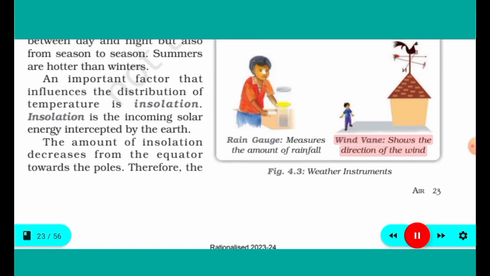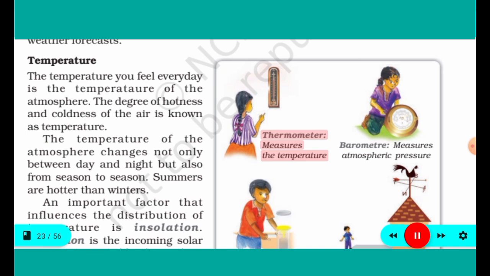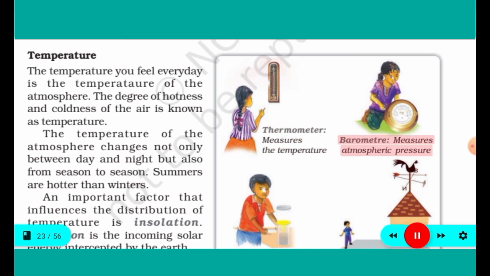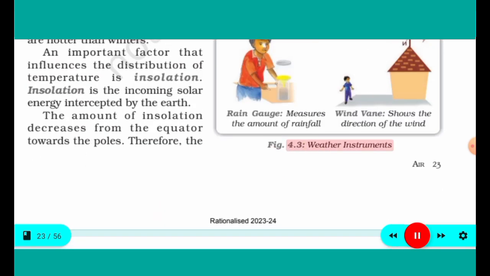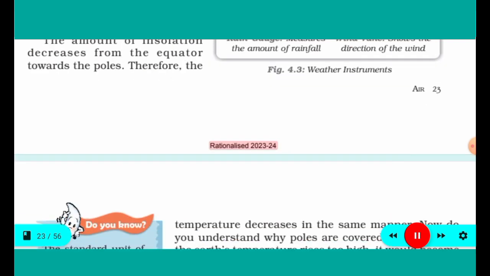Wind vane shows the direction of the wind. Rain gauge measures the amount of rainfall. Thermometer measures the temperature. Barometer measures atmospheric pressure. Fig. 4.3 Weather instruments.